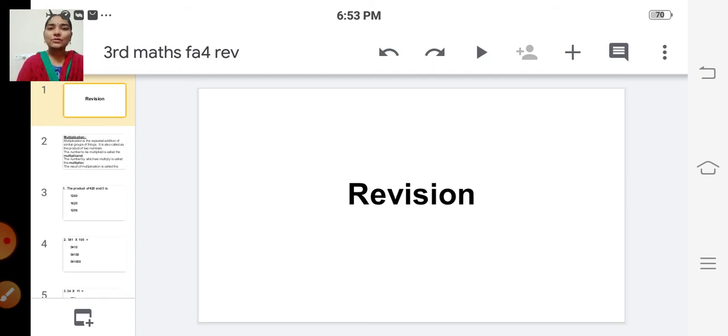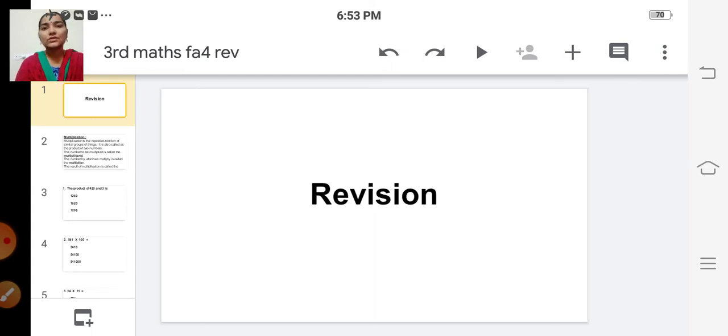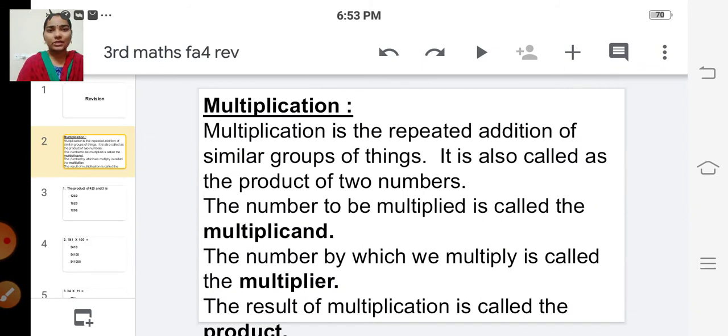Okay, so today let's revise the multiplication and division chapters. Let's quickly revise these two chapters because we have them for our FA4 exam, isn't it? So the first one is multiplication.